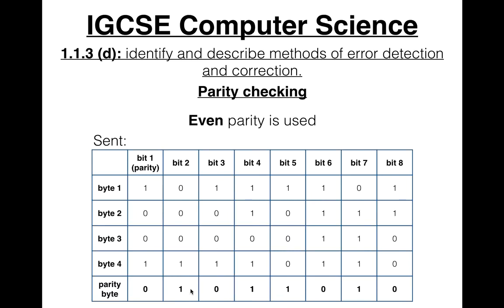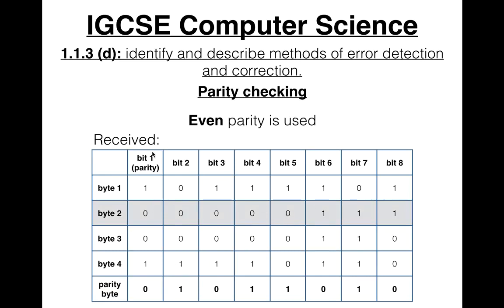So again, a parity byte is calculated using the columns of all the bytes sent. Since there's 1 here and even parity is being used, this would have to be 1. But this is received. So how do we find the error? We count this again, and remember that even parity is being used. 1, 2, 3, 4, 5, 6. That looks good. 1, 2, 3. Here we are, with byte 2. That's where the error seems to be.